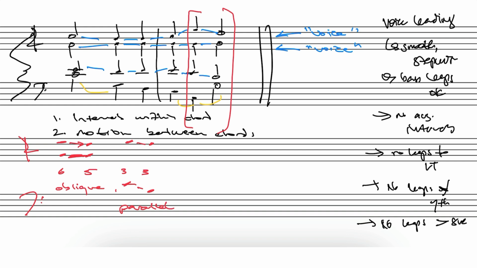A variant of this idea is similar motion, which is what occurs when two voices move in the same direction but by different sizes. So if a B leapt up a fourth to an E, and in another voice an E went up a third to a G in the same direction, even if these aren't the same interval size, this is called similar motion.